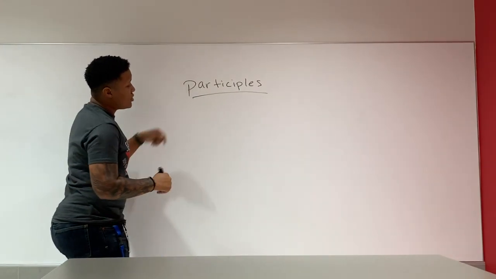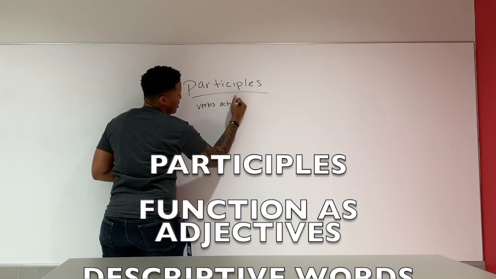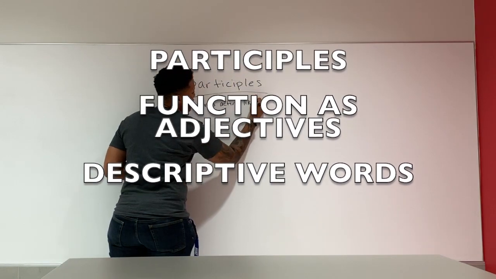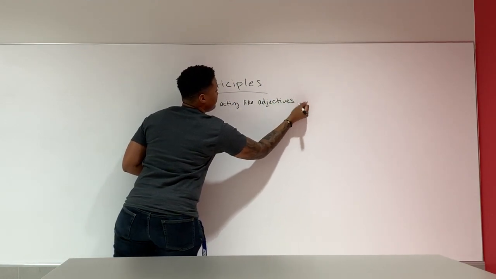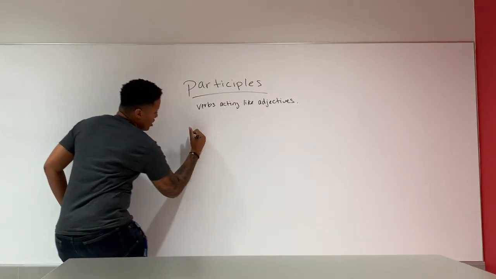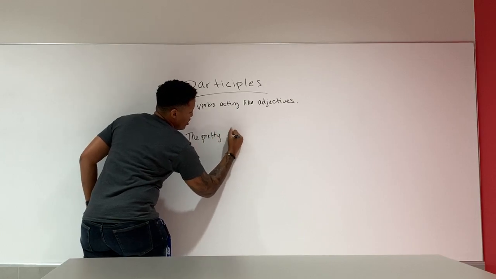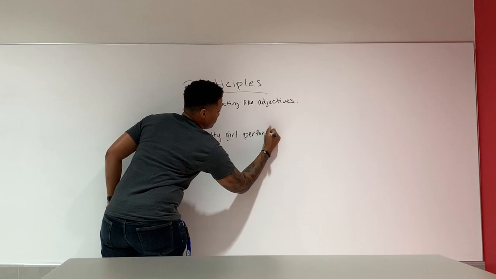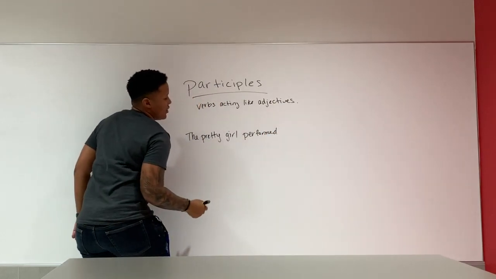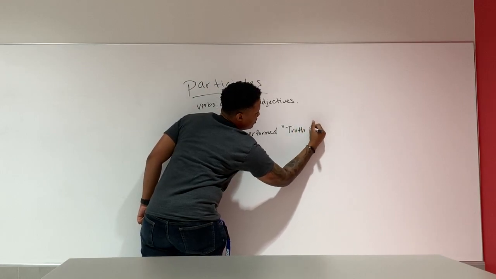So, participles are verbs acting like adjectives. So think of it like this. Instead of saying the pretty girl performed, what's a good song? What's a good song? I don't know. Truth Hurts. I love some Lizzo.